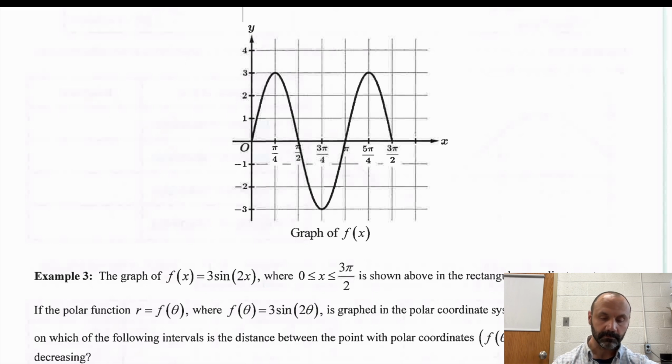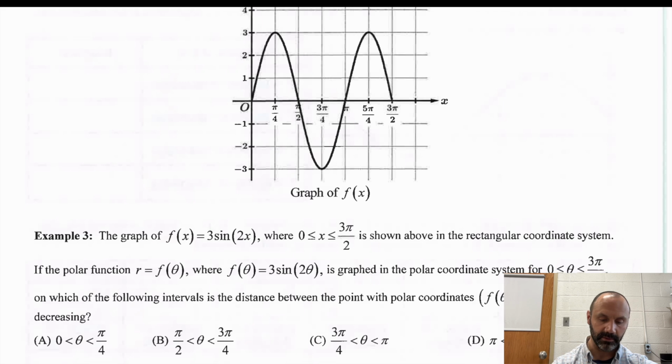Example 3. So here we have another graph. It's shown, and they give us the function. Now, we're going to translate this to polar coordinates, where f(theta) is 3 sine of 2 theta, and r equals f(theta). It's graphed in a polar coordinate system for 0 to 3 pi over 2. And so that would be like a cycle and a half, right? So 1.5 periods of this.